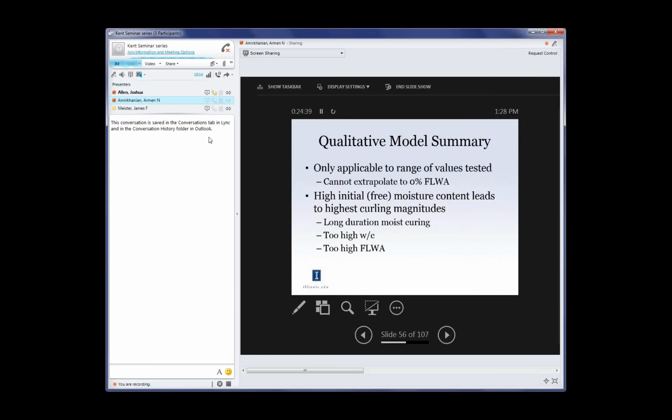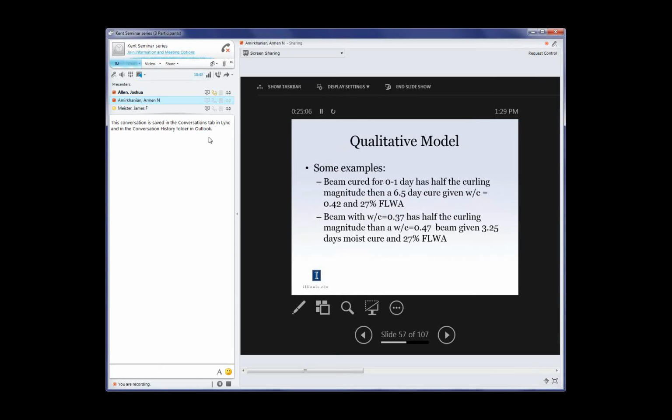So the model is only applicable to mixes that have lightweight in them. We can't extrapolate down to 0% lightweight with this. So this model cannot be used to compare some mix to a virgin mix. And as we saw in general, the high initial moisture content leads to the highest curling magnitudes.